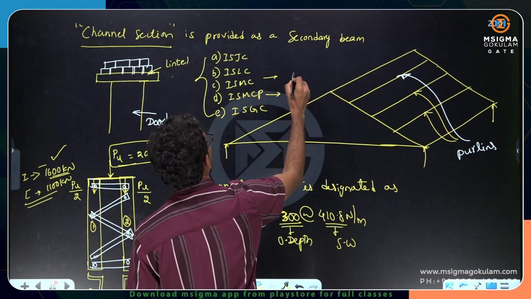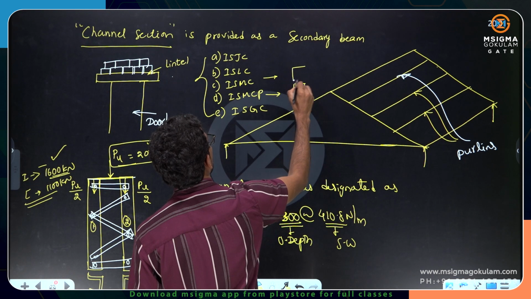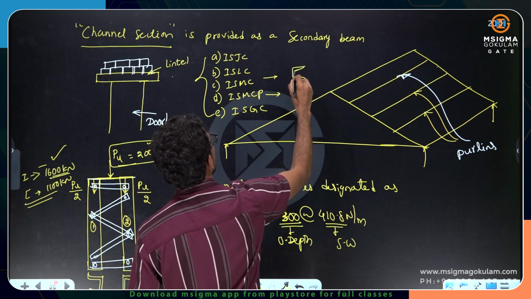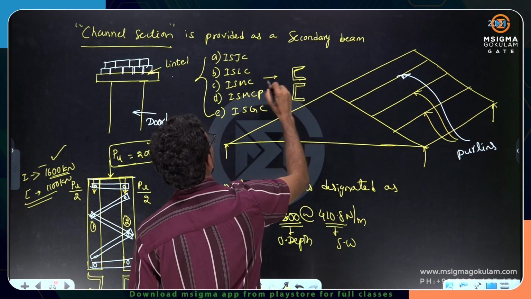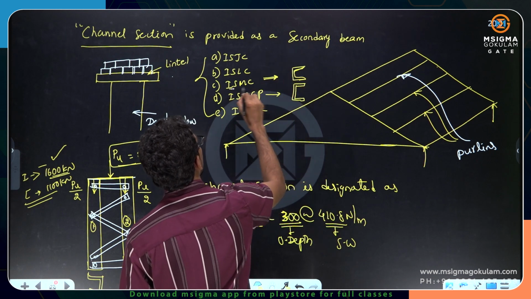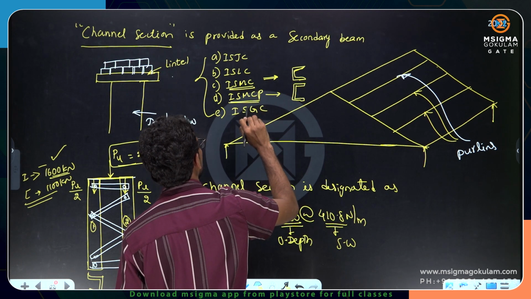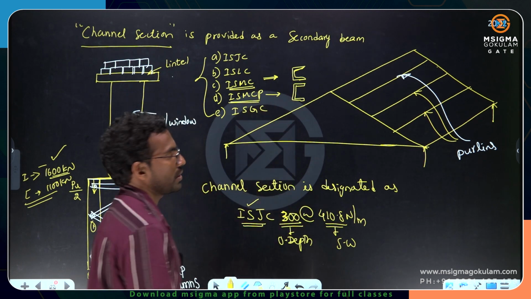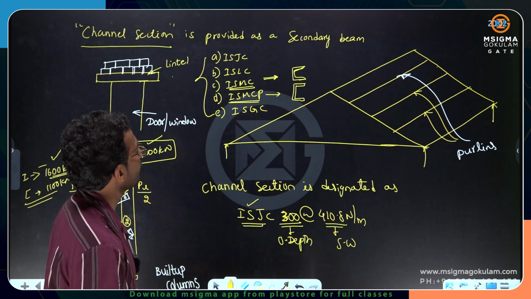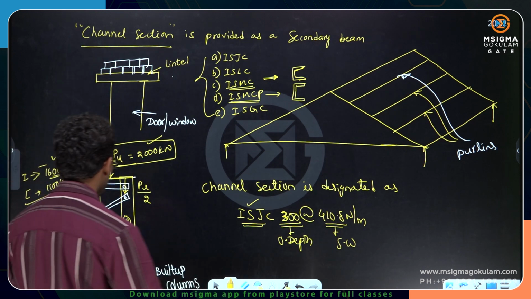What is the meaning of sloping flanges? When you have this kind of thing, sloping, slopes are there for the flanges. These are called MC, Indian standard medium channel with sloping flanges. MCP means Indian standard medium channel with parallel flanges. I hope you understand this. Now let's move on.